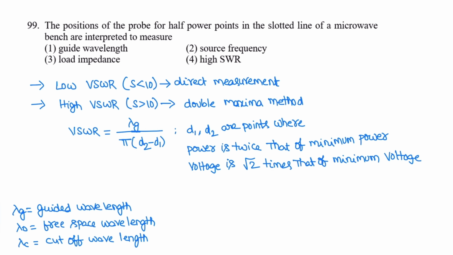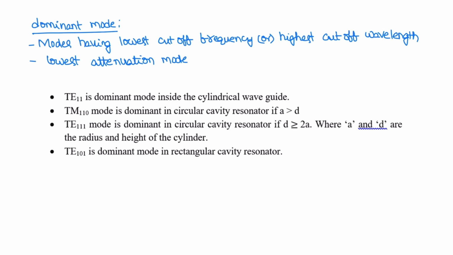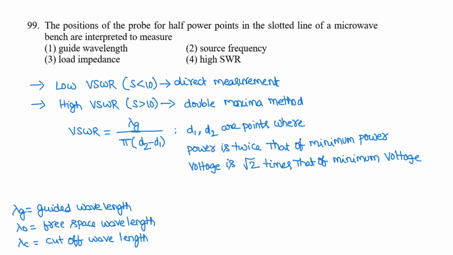The advantage of the dominant mode is the lowest cutoff frequency and higher cutoff wavelength with low attenuation in that mode. If a signal is propagated in the dominant mode, the attenuation for that signal is much lower. Next question. The position of the probe for half power points in the slotted line of a microwave bench is interpreted to measure. Correct option is 4.